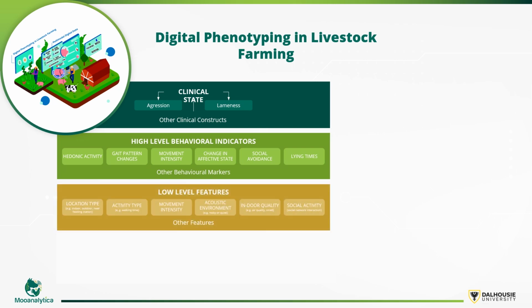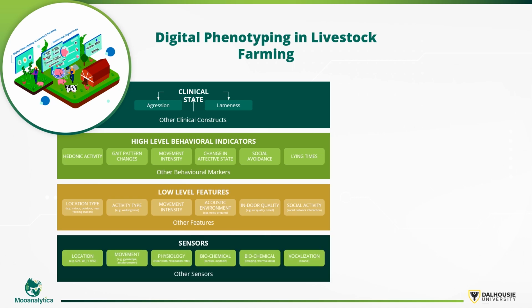When we look at the low-level features at the core of digital phenotyping, we can understand the location type. It could be an extensive farming system, such as animals grazing outdoors, or it could be indoor activities, such as poultry and swine-related farming, and also using vocalization and acoustic environmental data. When we capture this variety of data using a multitude of sensors, we can understand the location, movement, vocalization, and translate these raw data into animal emotion states.